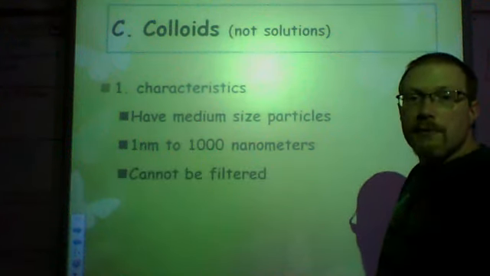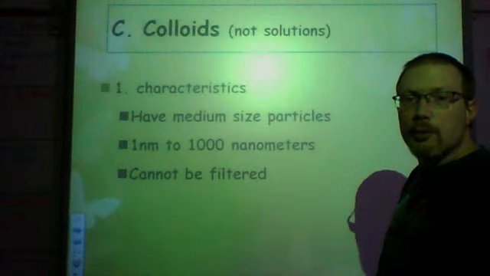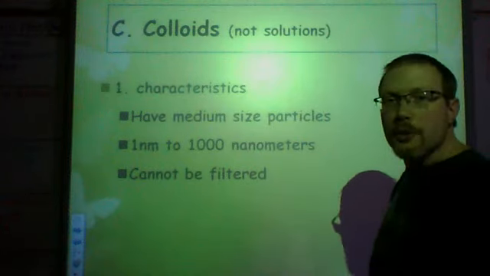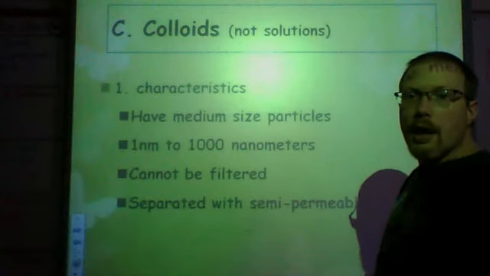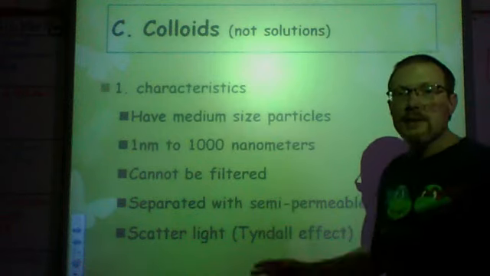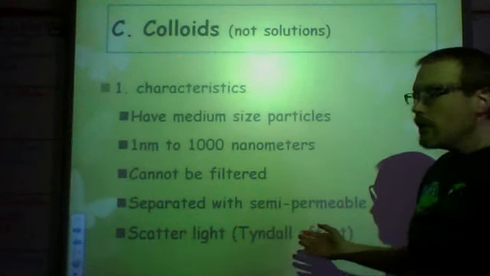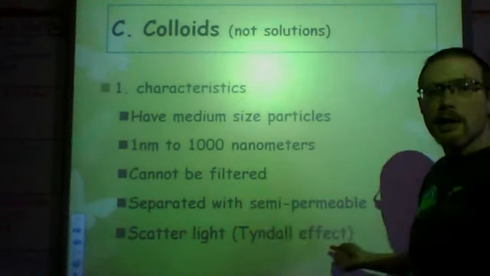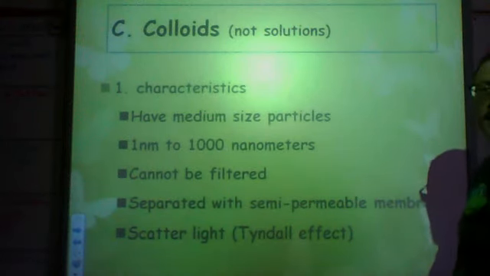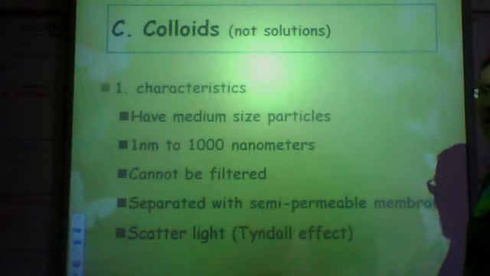They also cannot be filtered out. If you have a colloid and you run it through filter paper, the particles should be small enough to pass through with whatever they're dissolved in. They scatter light, though, because they exist in more than one phase at a time. You can shoot that beam of light through there and you get, I mentioned earlier, the Tyndall effect, which is one way that you can test the difference between a solution and a colloid.